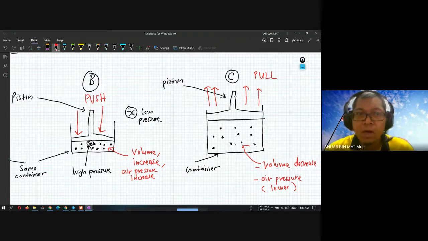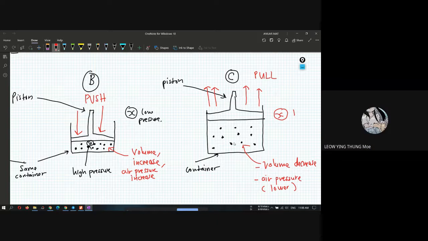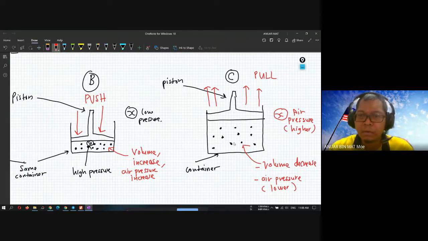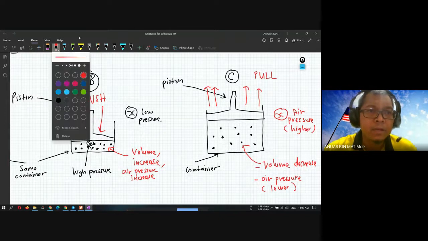And then how about the air pressure outside? Is it higher or lower? Higher. Okay, the air pressure outside is higher. Okay, can you understand this?